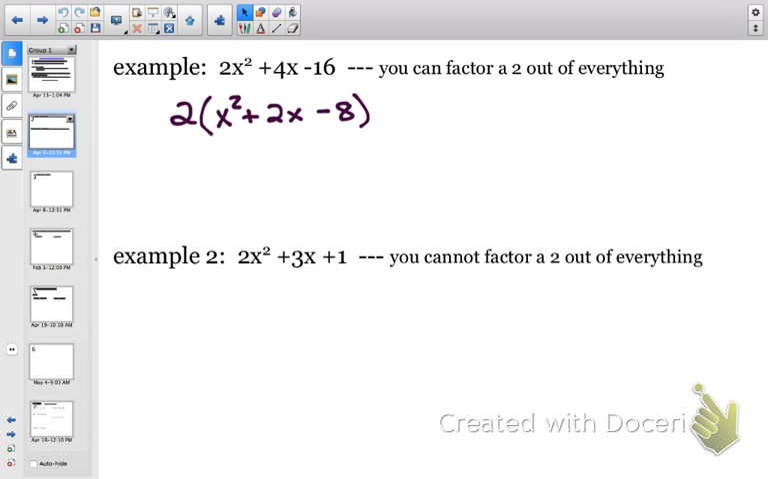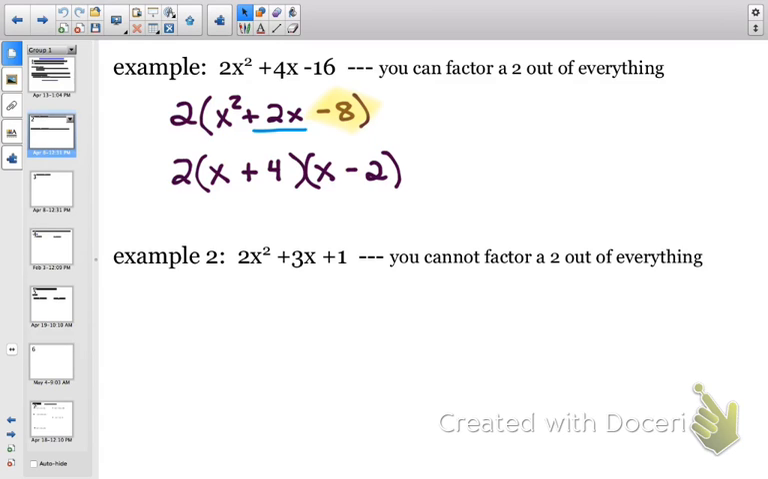Now that we've done it, we have inside the parentheses a leading coefficient of 1, so we can play the game. What multiplies to negative 8 but adds to positive 2? We automatically have x and x because they have to multiply to x squared. The two numbers that multiply to negative 8 and add to 2 are positive 4 and negative 2. So we factored out a 2 out of everything first, and then we were able to use the factoring you already know how to do.